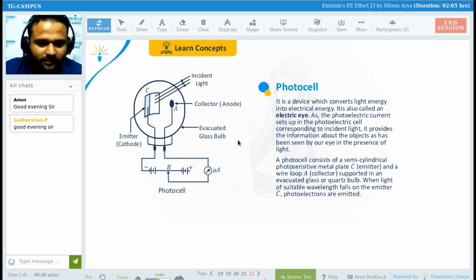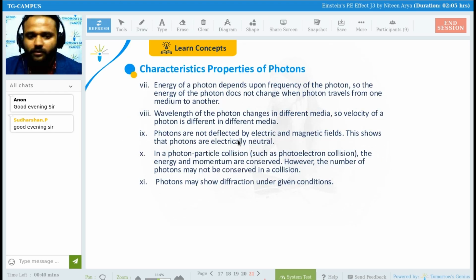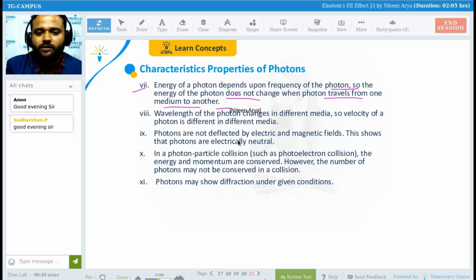Now these are the characteristics. Let me revise them. Energy of a photon depends upon the frequency of the photon. Energy of a photon does not change when the photon travels from one medium to another. So E equals h nu, simple.